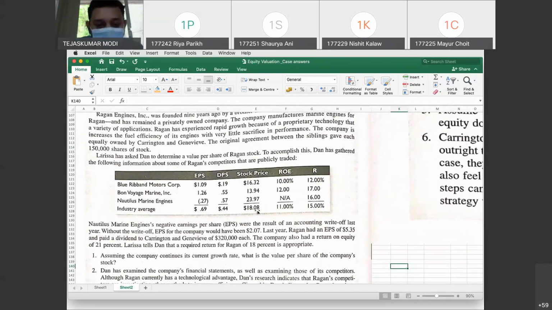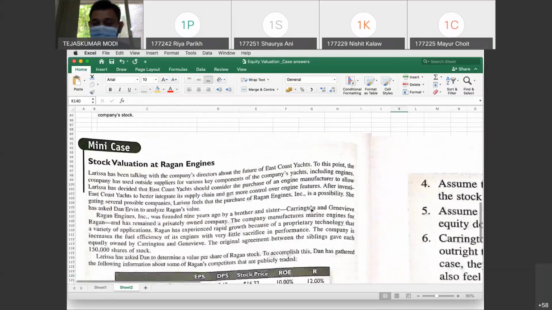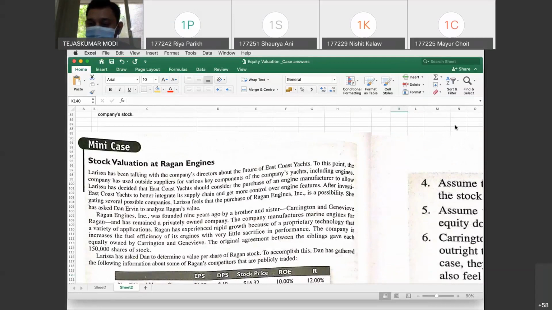So you are given the industry EPS, DPS, stock price, return on equity, and cost of equity. This R means equity cost, right? In different books they use the word R, in different books they use K. So here it is the cost for the company. The cost as per the industry is 15%, and for you the cost is 18%, and the return on equity for you is 21%. The industry return on equity, not earnings, is 11%. Shall we go on and solve this, please?